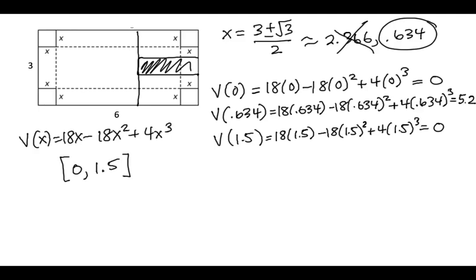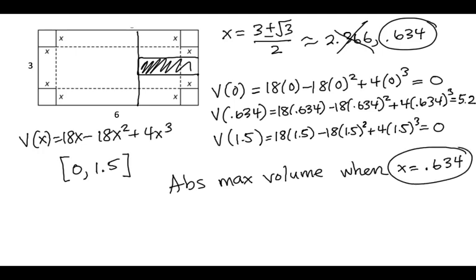Okay, so remember for absolute max and min, you plug in your endpoints, you plug in your critical points. The biggest thing you see is your absolute max. So our absolute max happens when x is 0.634 meters. Okay, always units. I forgot to label these units in my diagram. Meters. All right, so that's your critical point. That's your answer to the problem.